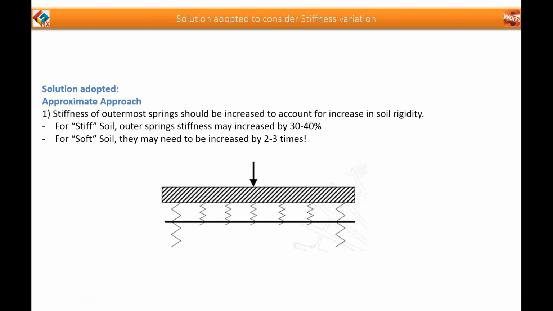Now the solution adopted to consider the stress variation was a very approximate approach. The stiffness of the outermost springs was increased to account for the increase in soil rigidity. For stiff soil, the outer spring stiffness was increased by, let's say, 30 to 40%, and for soft soil it may be increased by 2 to 3 times. So this is the general practice one adopts for considering the variation of the stiffness.